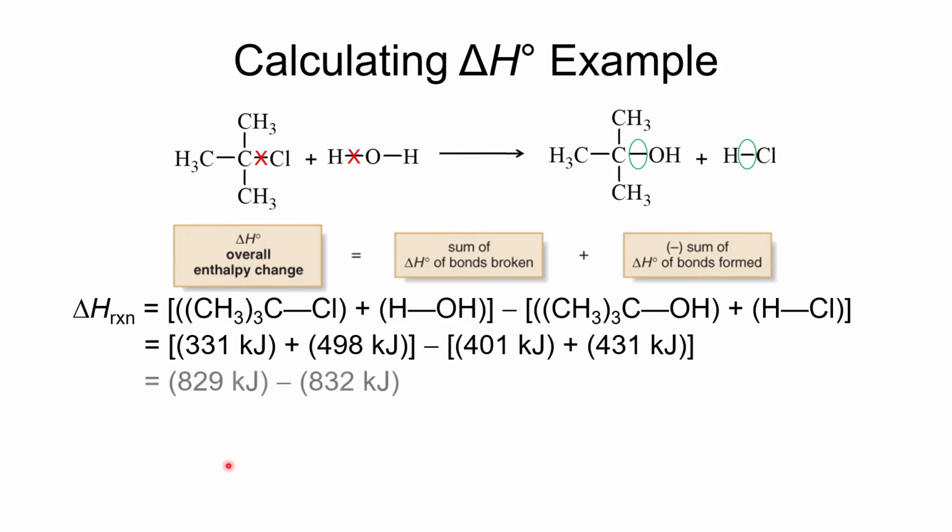When we add these together, we get 829. These add together to give us 832. 829 minus 832 gives us negative 3 kilojoules. Now, I would not be comfortable saying absolutely that this is going to be an exothermic reaction. Maybe it's slightly exothermic. There are so many limitations when you're doing this that I would just say it's risky.